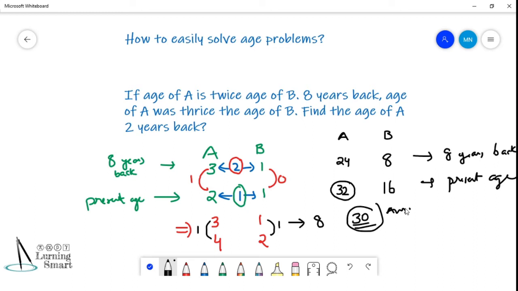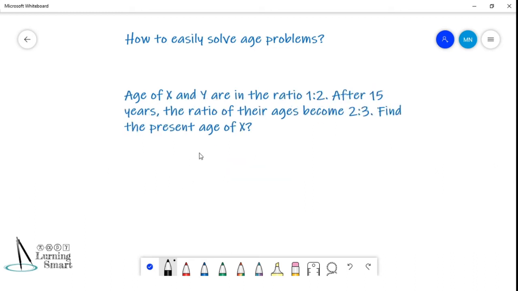Let's do another question. The ages of X and Y are in the ratio 1:2. After 15 years, the ratio of their ages become 2:3. Find the present age of X. So we have X and Y.